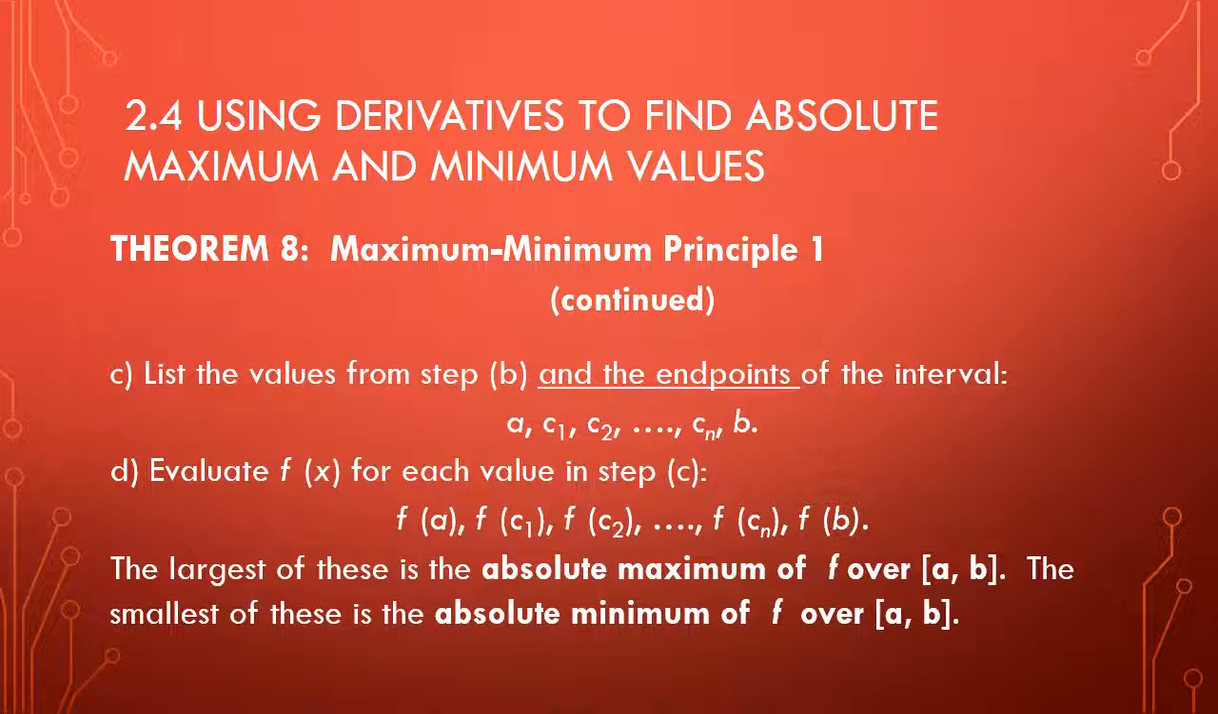And we're going to list those values, but also include the endpoints of the interval, because our maximum or minimum values could possibly be the beginning or the end of the interval. So we want to include those as well. So we list all of those x values: the beginning of the interval, all of the x values where the first derivative was 0, and then the end of the interval. Then we're going to find all the y values that match. The largest of all these y values will be our absolute maximum, and the smallest will be our absolute minimum. So that kind of makes sense.